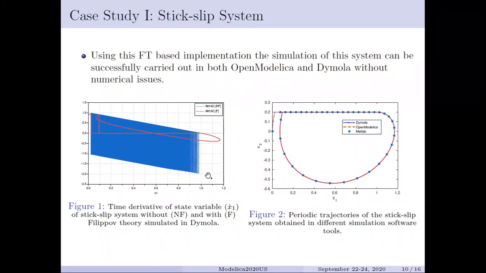The left figure shows the time derivative of the state variable x1 with respect to x1 with and without the proposed framework. The red trajectory considers our proposed Filippov theory based formulation. On the other hand, the blue trajectory doesn't consider the Filippov theory based formalism. It can be seen that the Modelica tools show numerous chattering and our proposed formulation shows a continuous trajectory.